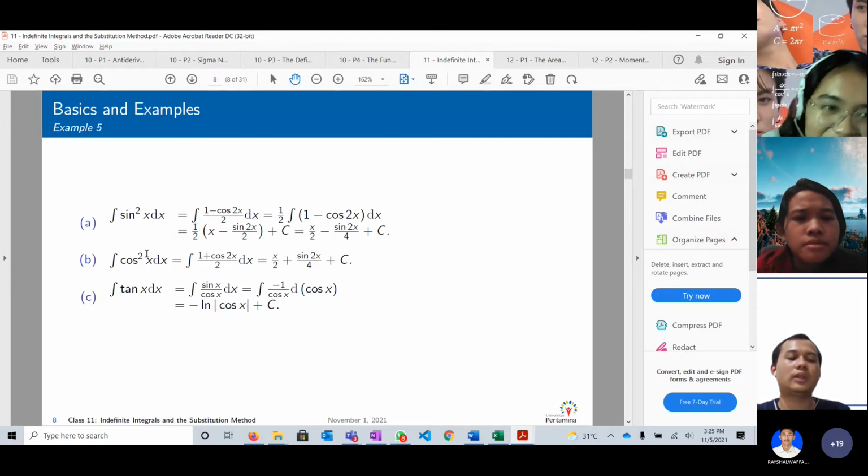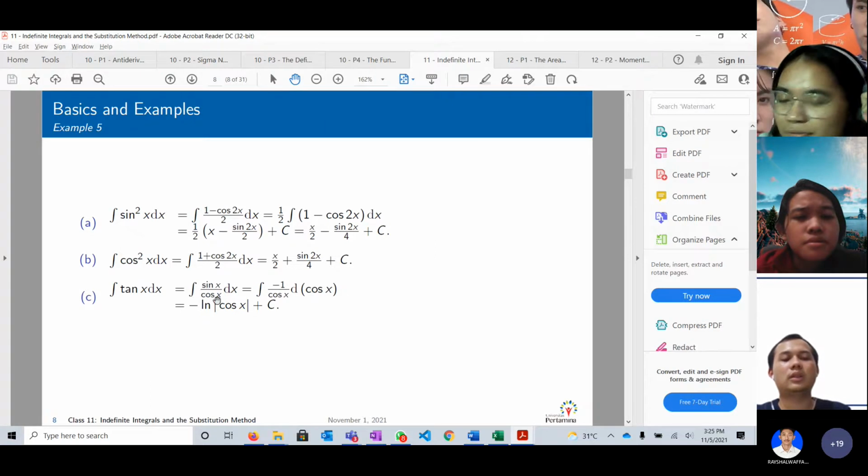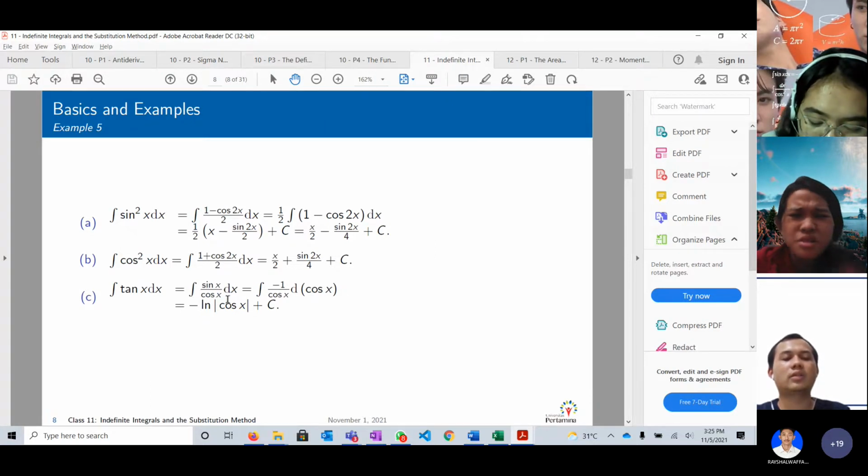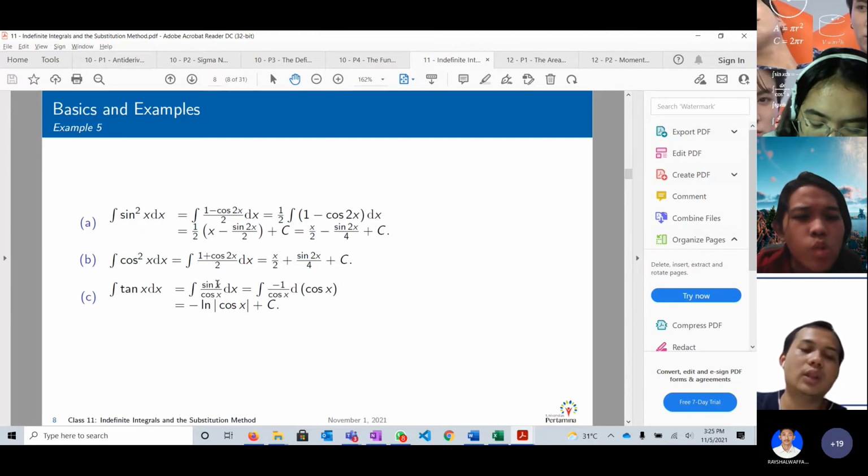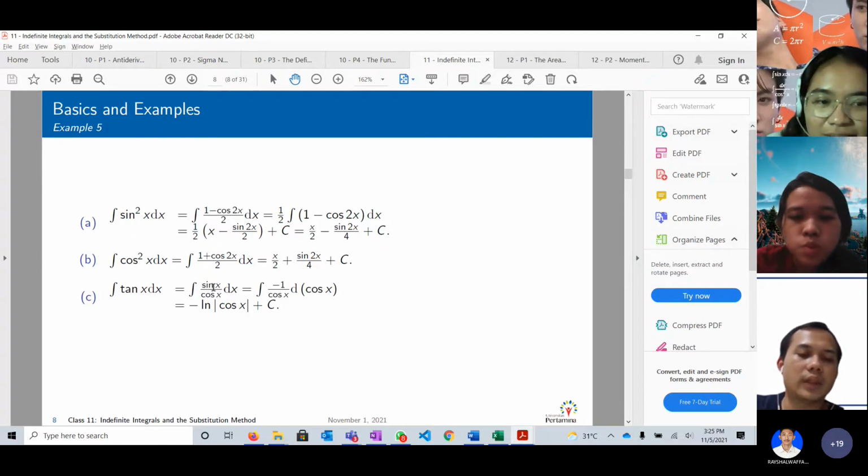Also with cosine squared x, we change it into 1 plus cosine 2x over 2. But for the tangent of x, we change it into sine x over cosine x. And we have that sine x dx is basically minus d cos x. So now we integrate with respect to cos x. Well, you can say that here we let u equal cosine of x.